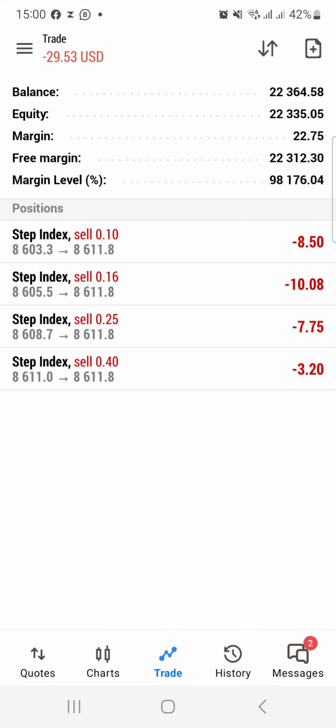Now, it seems step index is better than the boom and crash aspect, because the boom and crash cannot make this amount in a week. It's not possible. But step index does. Now, it is very important to actually disable the EA and keep your eyes on your trade.